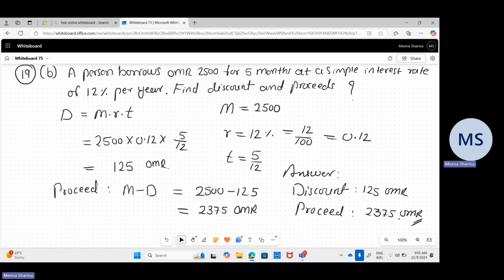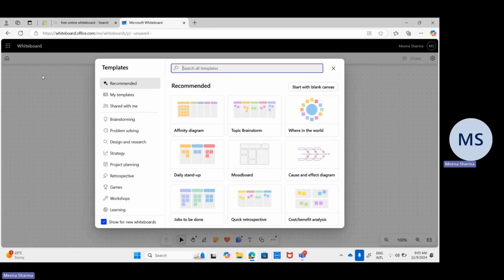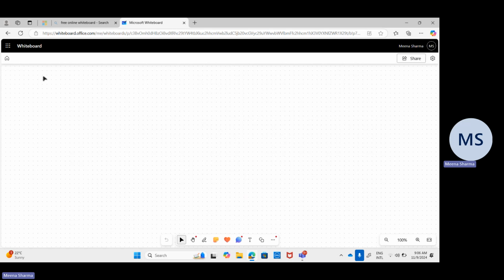Now we move to question number 20A. In this question, we have a different solution and the topic is also different, which is a natural logarithmic equation. How to solve a natural logarithmic equation, you are going to learn in question number 20A. First we will take the question, then the formulas we are going to use, and then we will solve the question. So what is given in the question?